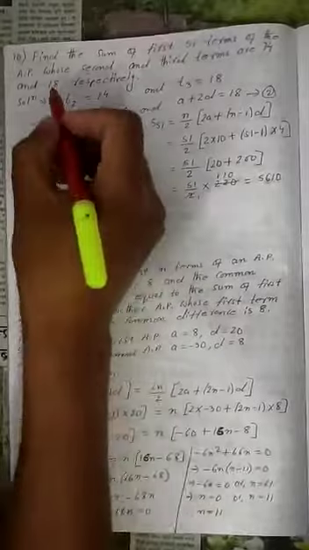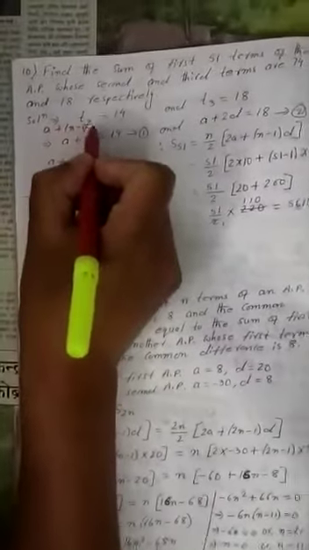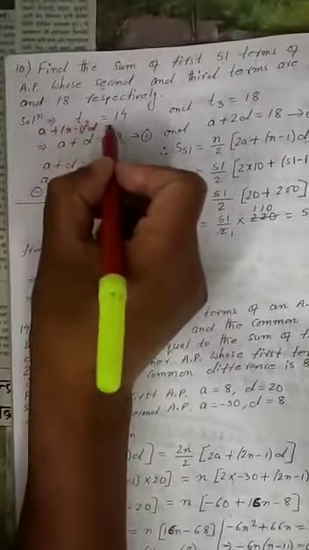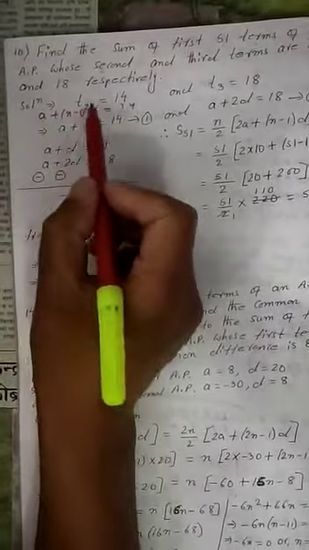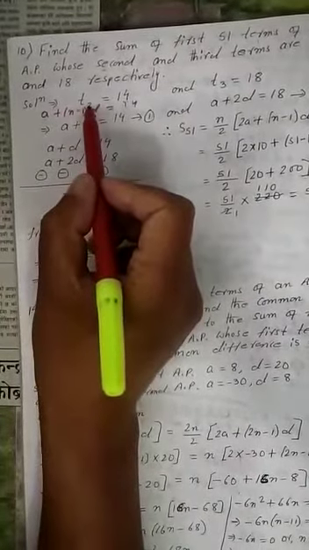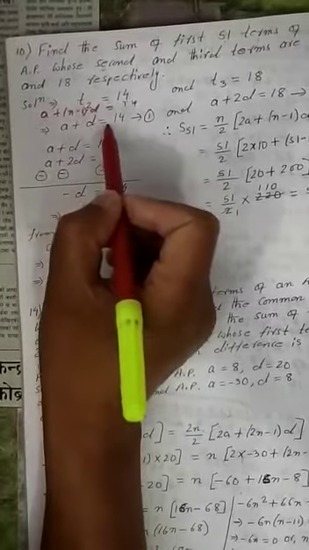T2 is equal to 14. Now you know the formula. The formula for Tn is A plus (N minus 1) D. So now A will remain A, N is 2 out here, T2 second term. 2 minus 1 is 1, 1 into D is D, equals 14.